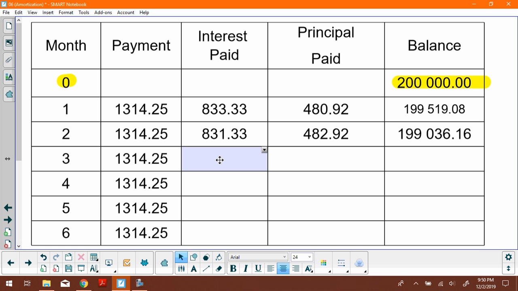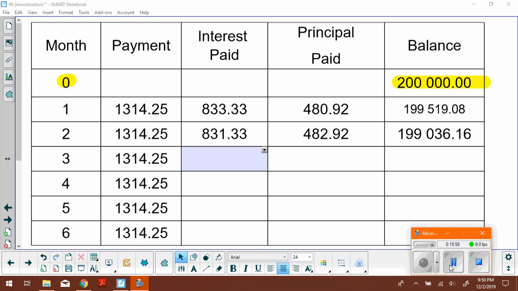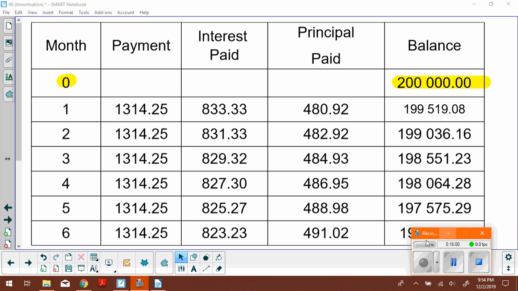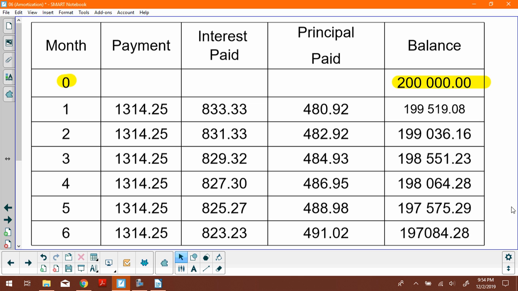So I invite you to take the next couple minutes and work on it. I'm going to pause this on my end for a second and then fill in the table, and we'll go from there. So here's the rest of the table, nicely filled out.